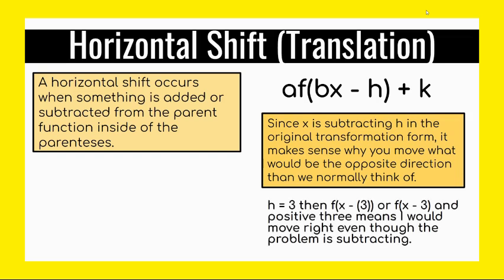So let's say h is 3. If I plug in 3 in this little expression here, I would get f of x minus 3. That 3 is a positive 3, correct? Positive 3, we move right. That means I just took away these parentheses. Well, since it's a positive 3, I move right. But normally when I see subtraction, I'm moving left. But since the original form is already talking about subtraction, I'm actually going to move to the right.